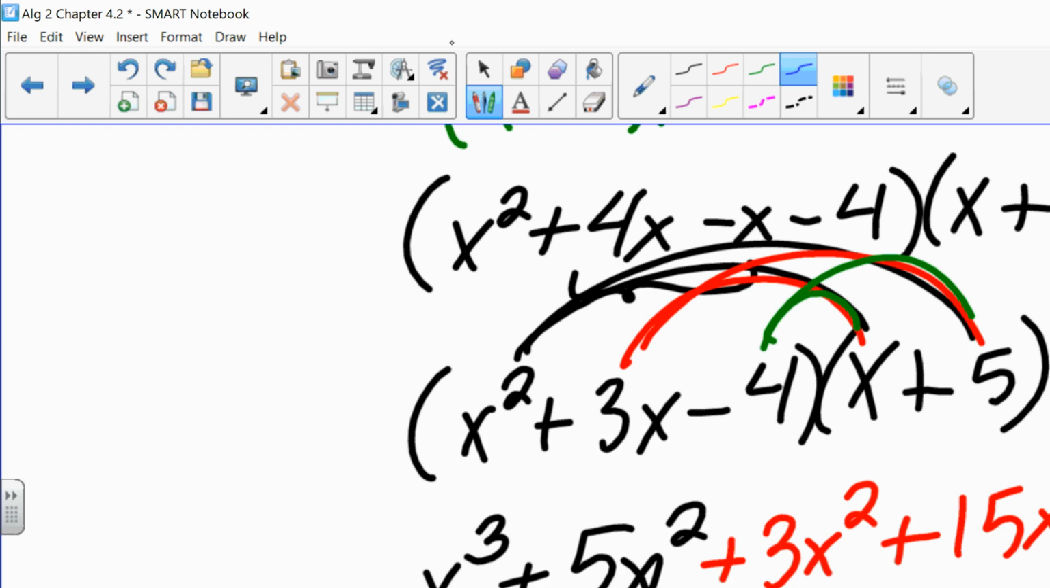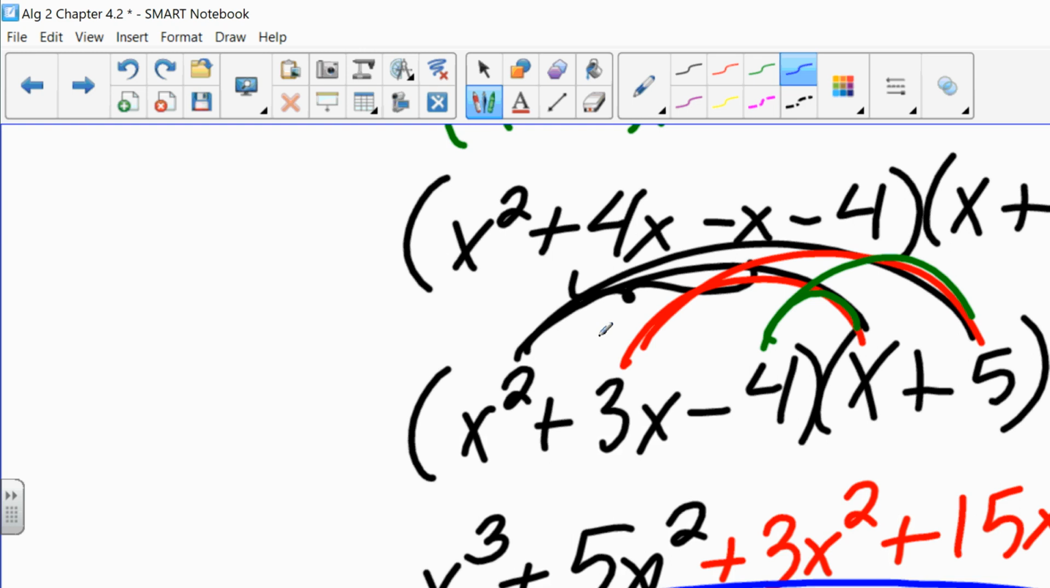Anybody notice something that worked out kind of interestingly enough? Where are the like terms? Right next to each other. So that kind of worked out nicely. So we'd have x cubed. 5x squared plus 3x squared is plus 8x squared. 15x minus 4x is 11x, minus 20. And we get this here.